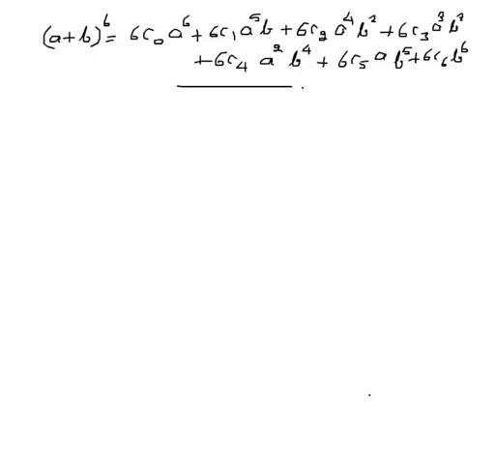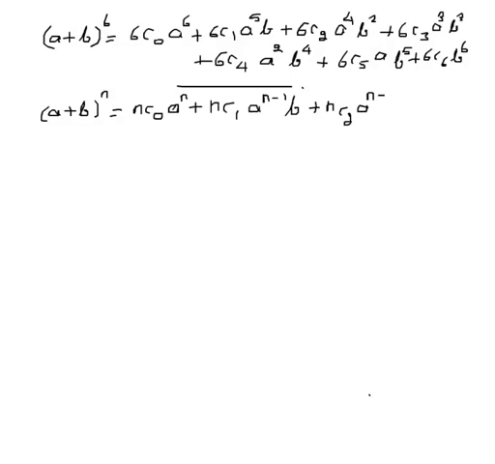Now let us write the binomial expansion for the positive integer n. (a + b) raised to n is, the binomial coefficients will be nC0, nC1, nC2, etc. up to nCn. nC0 a raised to n. The next coefficient is nC1. Reduce the power of a and increase the power of b.